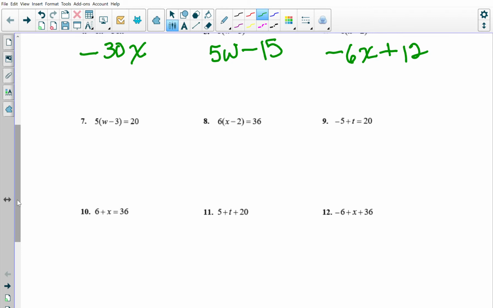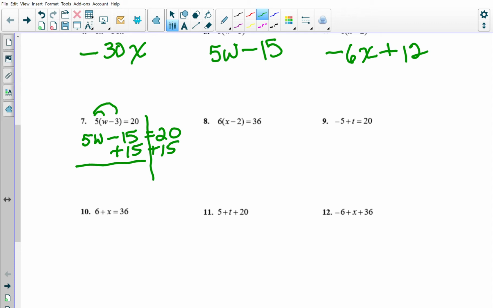Here we have an equation. Before we can solve the equation, we simplify the expression by distributing. So we have 5w minus 15 equals 20. And now I'm going to add 15 to both sides of this equation. So I have 5w is equal to 35, and I divide both sides of the equation by 5, my coefficient, and w equals 7.